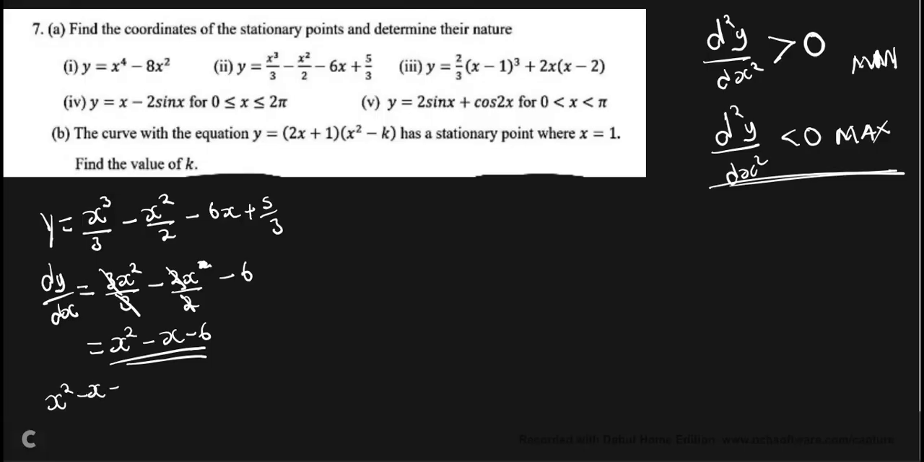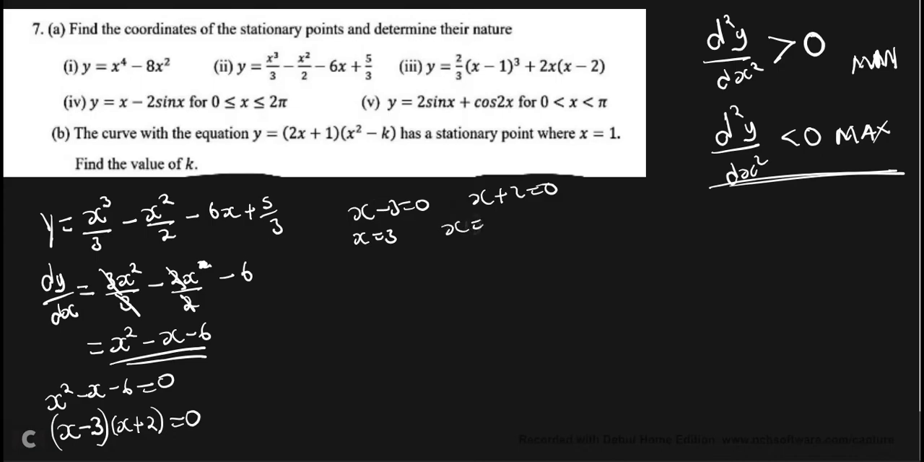What are we doing? We're finding the stationary points. So when you get that to 0, that's product, sum, factor. What are the factors? Negative 3 and positive 2. Then equate to 0. Those are the factors. Then x equals 3, x equals negative 2, like that. Then these are your stationary points.